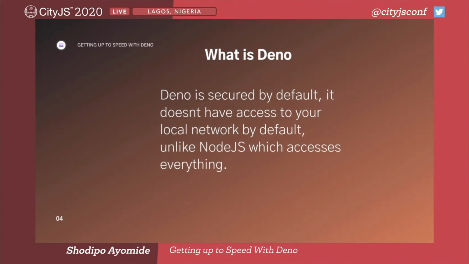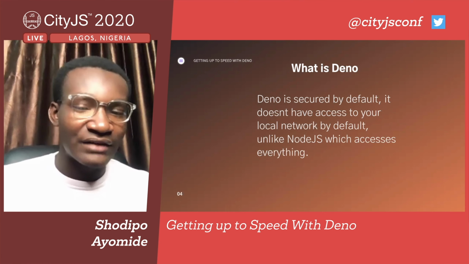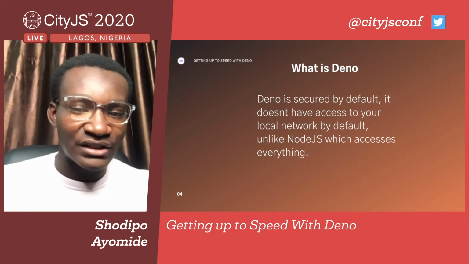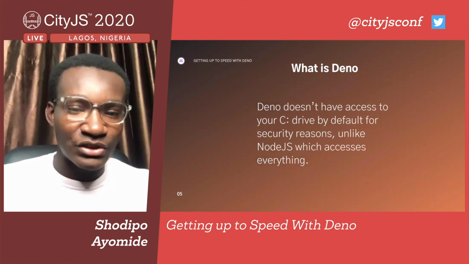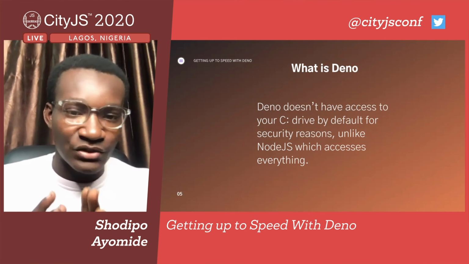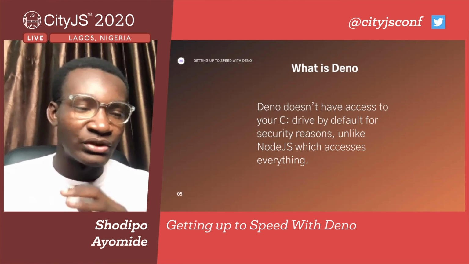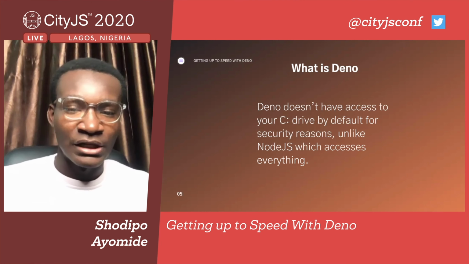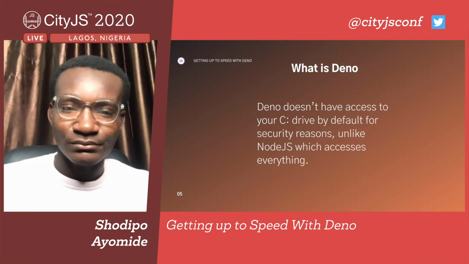So Deno is secure by default. It doesn't have any access to your local network by default, unlike Node.js, which has access to every single thing on your system once you install it globally. Deno doesn't have access to your local network, and it doesn't have access to your C drive or any of that, unless you give it access. I'm going to show you how to do that in a couple of minutes.